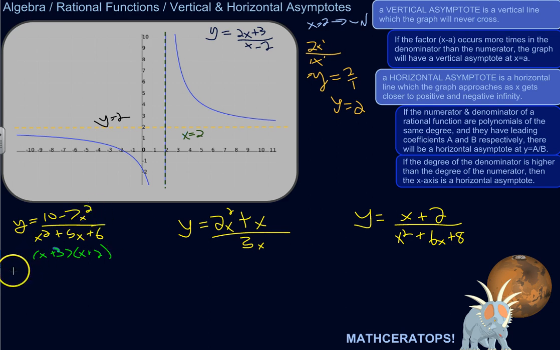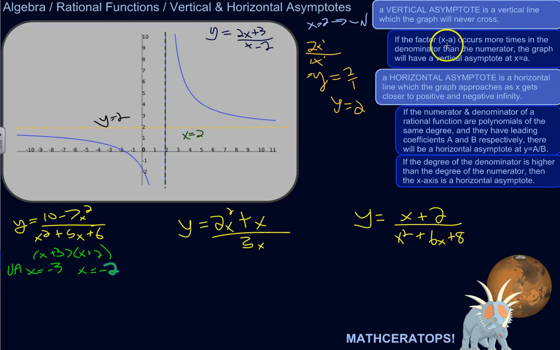So we've got a vertical asymptote, called a VA, at x equals -3 and x equals -2. Because -3 is the value that would cause this to be 0. -3 plus 3 is 0. -2 is the value that would cause this to be 0. -2 plus 2 is 0.